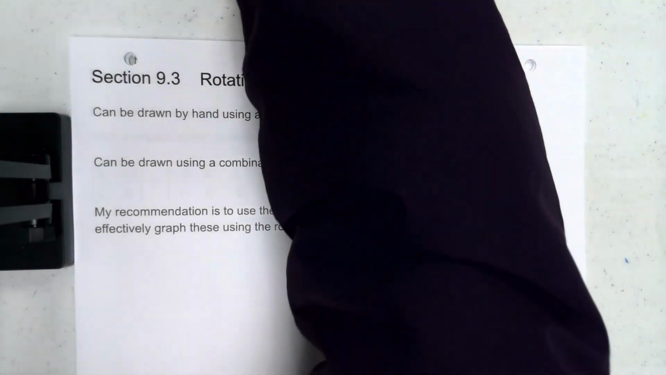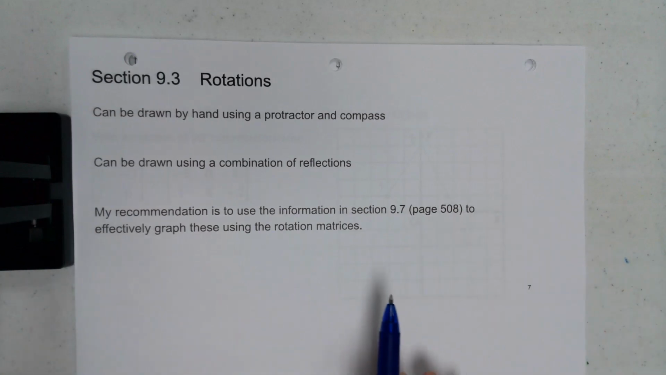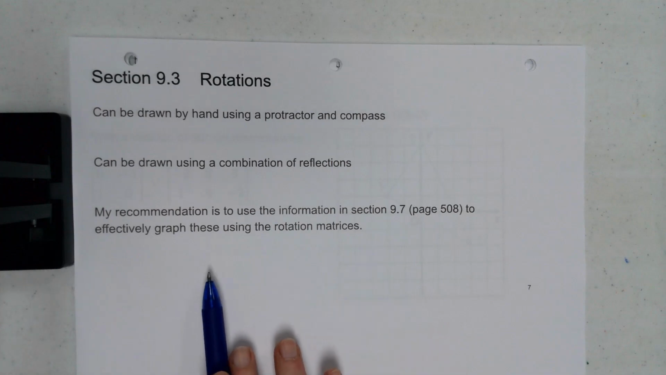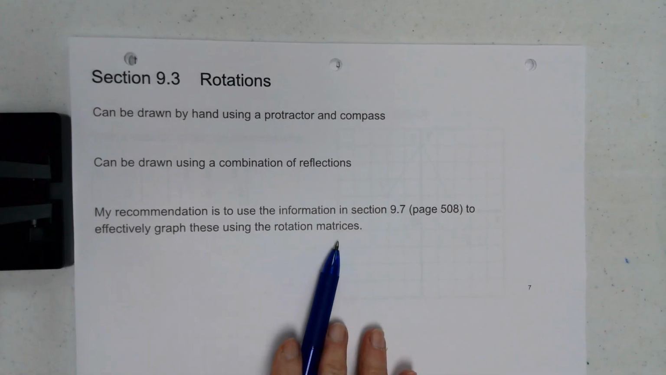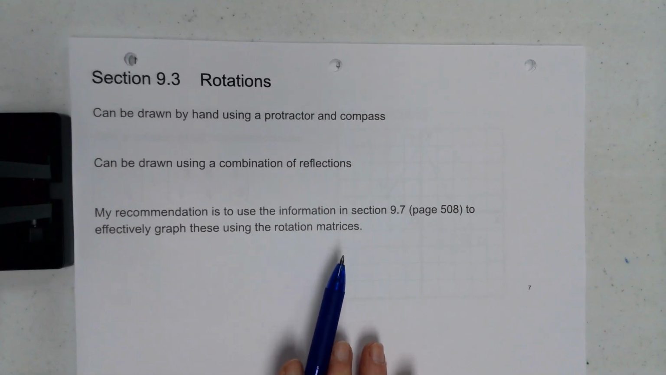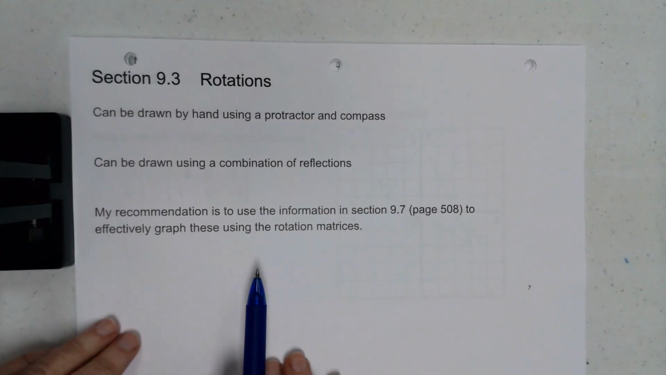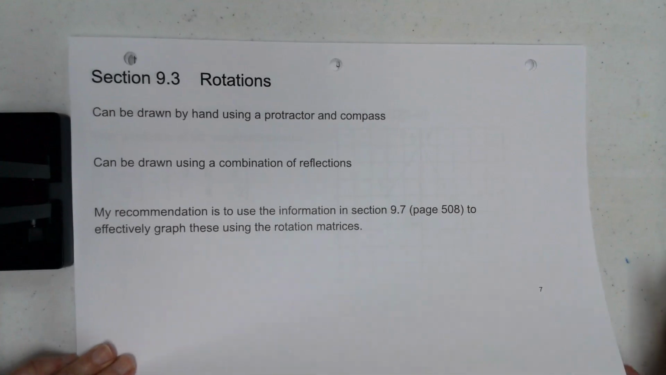Then we talked about rotation. Now rotation can be done using a protractor and a compass and done by hand. It can be drawn using a combination of reflections, but my recommendation is to use the information in section 9.7 on page 508 to effectively graph these using the rotation matrix, okay? And I've got one of those done out.